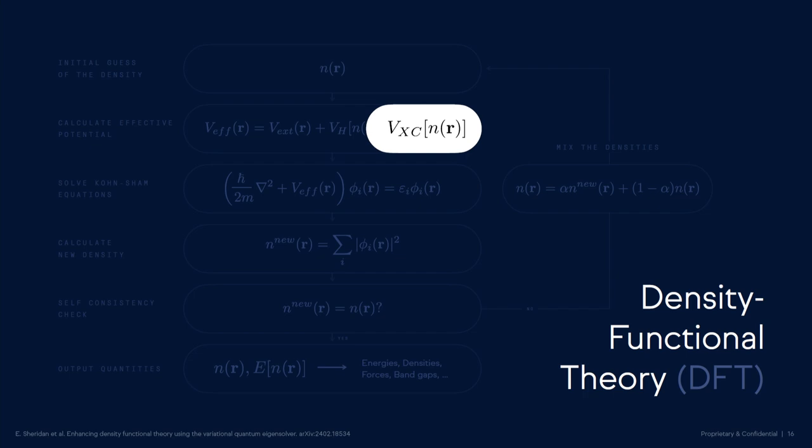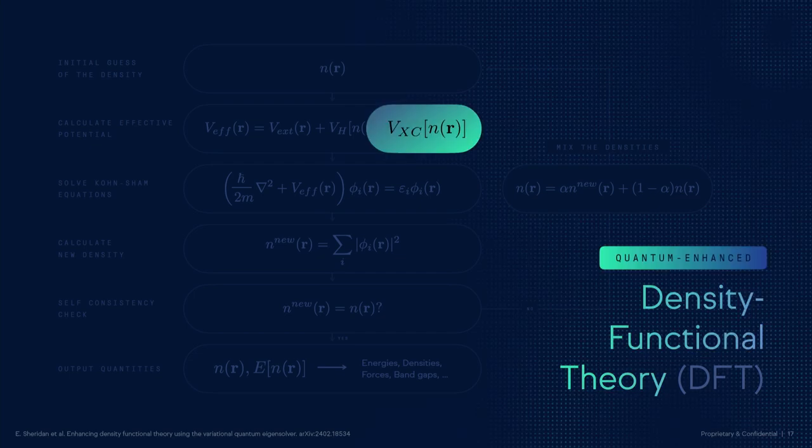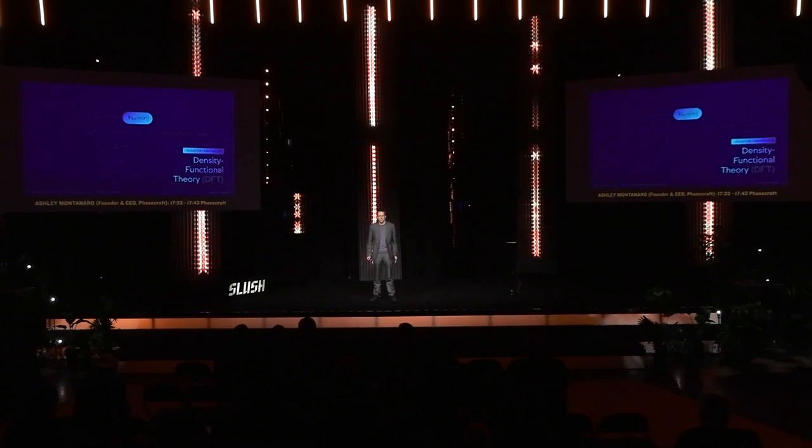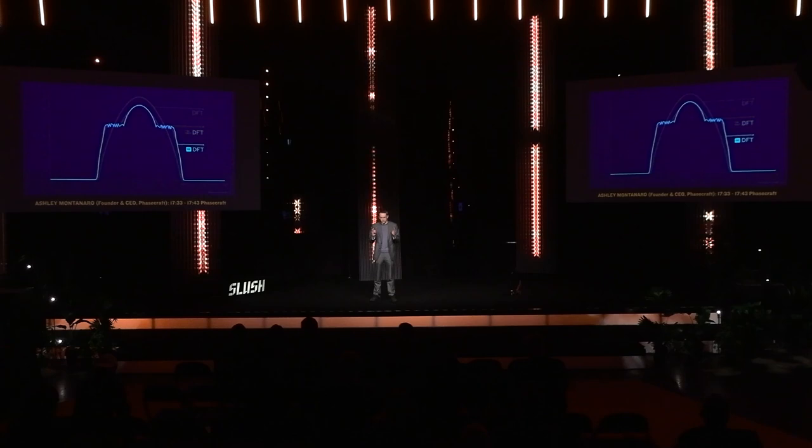And so we had the idea, what if we can replace this part with a quantum algorithm and use the quantum computer only for modeling the quantum correlations in physical systems? And we implemented this in what we're calling quantum enhanced density functional theory. And I just want to say a little bit about how well this performed.